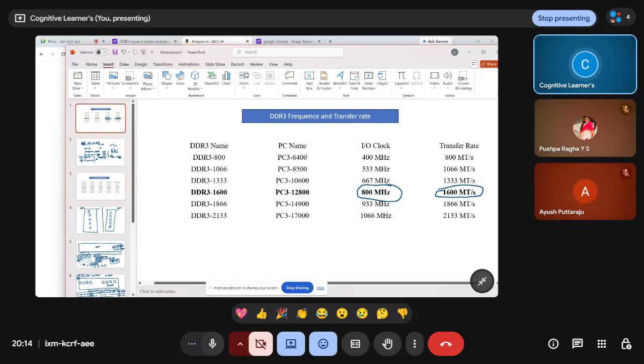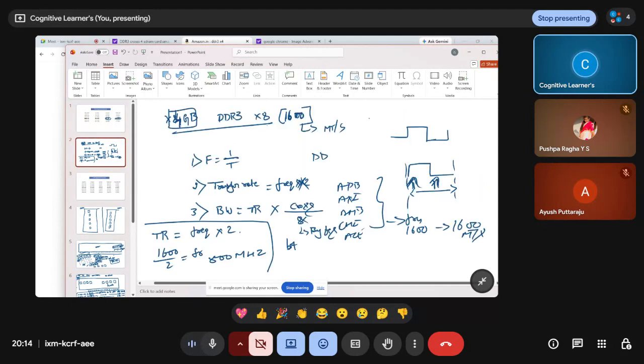Okay, in the same way, the data transfer rate divided by 2 is the frequency. 800 is nothing but 400, and 1066 is 533 megahertz. Okay, next we calculate the bandwidth. What is the formula of bandwidth? Transfer rate. What is the transfer rate? The transfer rate is 1600.